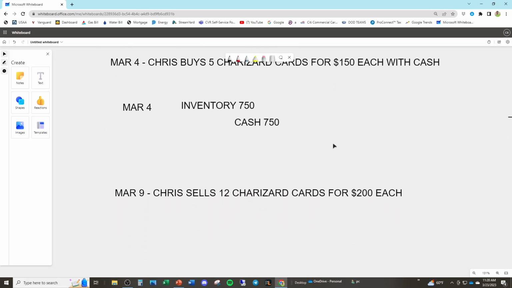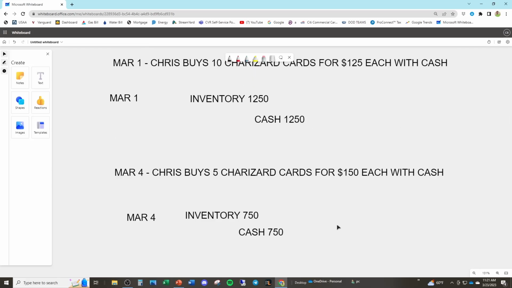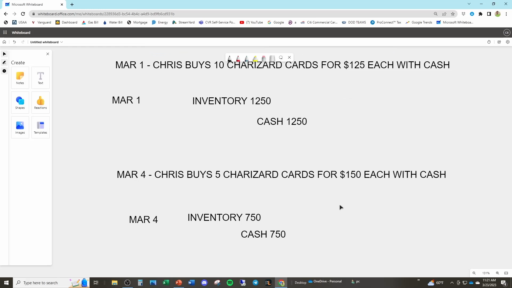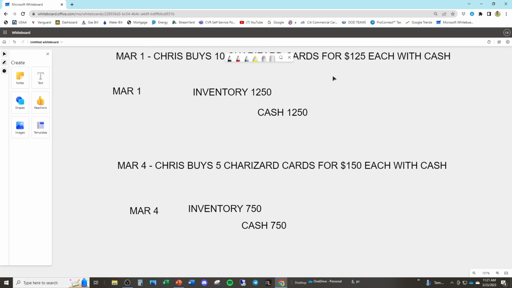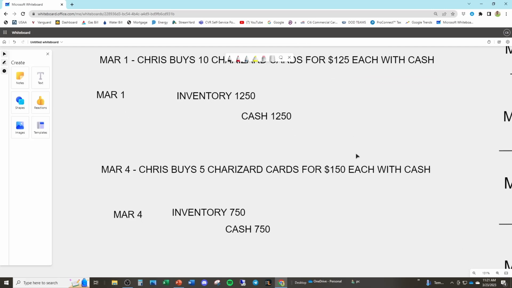Now comes the selling transaction. We sold on March 9th 12 Charizard cards for $200 each. Looks like we got a profit, right? But we sold 12. Okay, so we have 15 total. So we sold 12, but which ones do we count? Do we count these, the 125 per card? Or do we count these? Do we count a combination of the two?